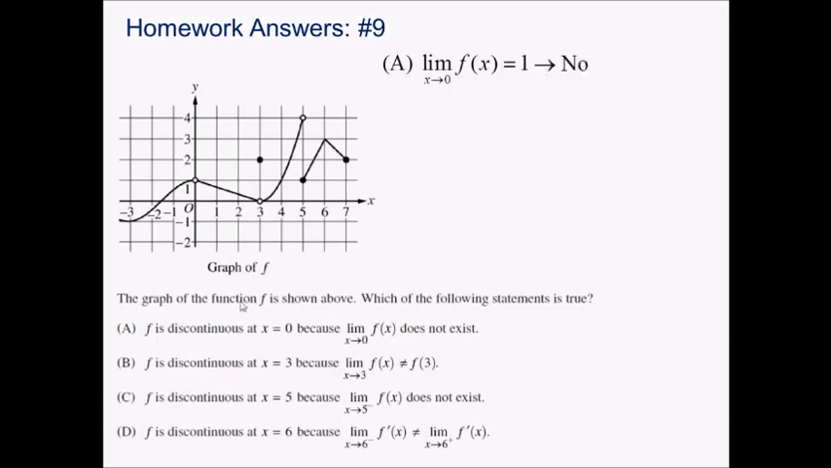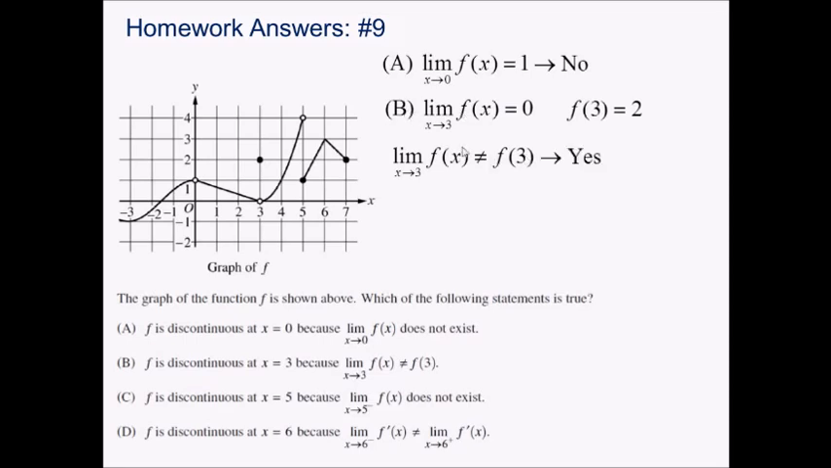Let's keep going. Answer choice B, discontinuous at x equals 3, because the limit and the function value don't match. Well, let's find those. The limit as we approach 3 from the left and the right is going to be 0. The function value, f of 3, is just the solid dot up here at y equals 2. So it is true that these things do not match. So answer choice B then is a yes, and we're going to pick it in just a moment. But let's look at the others just to be sure.